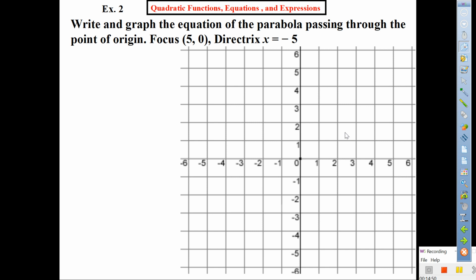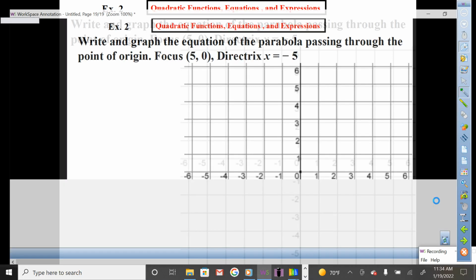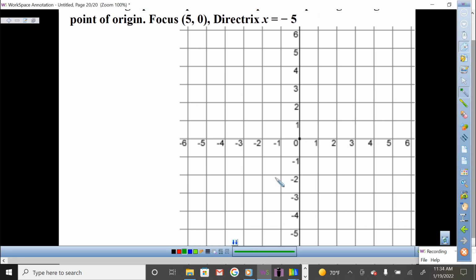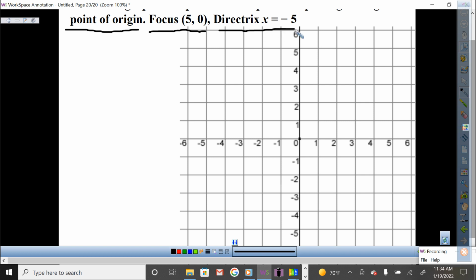Copy this one. Example 2. You have plenty of space in the back, yeah? So once again, I want you to write, for example 2, the words point of origin. You're going to write the focus 5, 0, and directrix x equals -5.